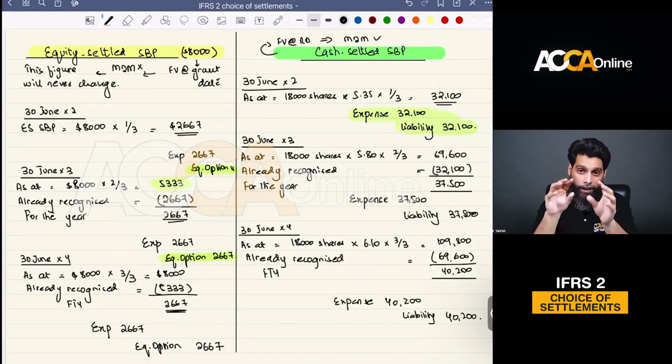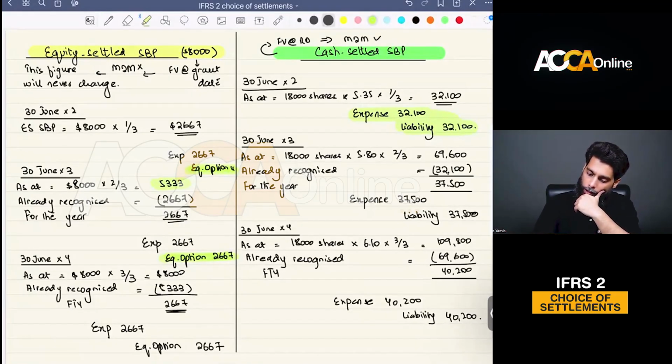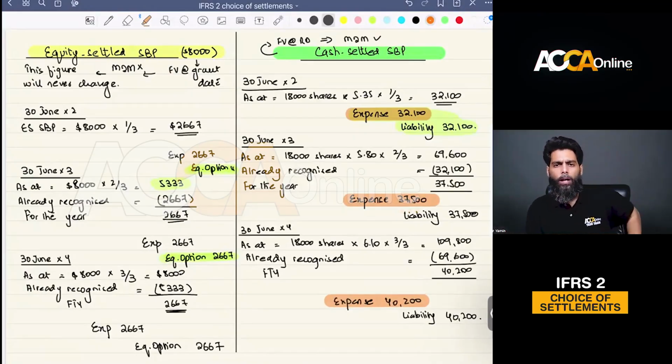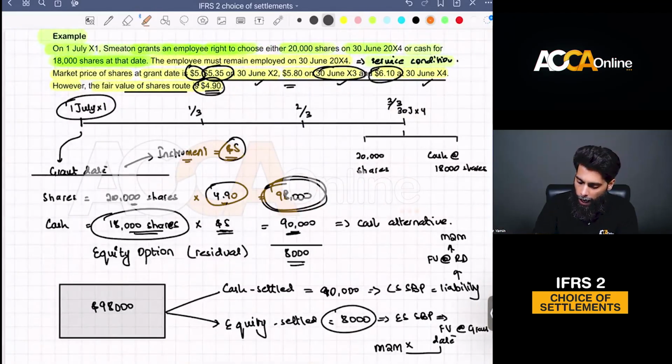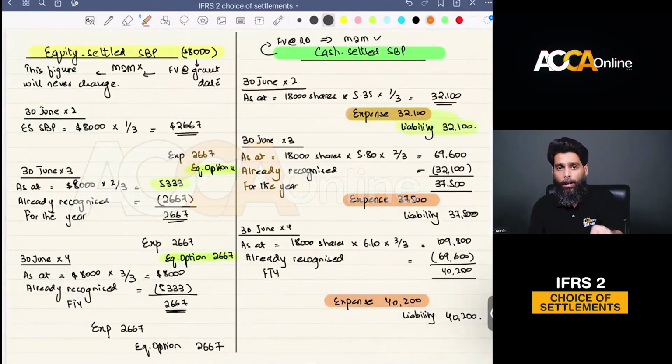If it's clear, I must ask you a very simple, very conceptual question, not a difficult one. In the case of cash settled share based payment, we recognized an expense of 32,100 in the first year, 37,500 in the second year, and 40,200 in the third year. If you accumulate all these, this is certainly an expense worth more than 90,000. But initially, you recognized that the cash alternative has a value of 90,000. How is it possible that something which had a value of 90,000 has an expense of more than 90,000 recognized against it? Why is that so?